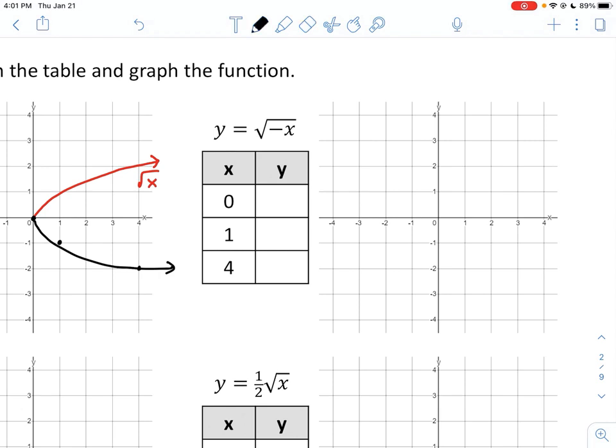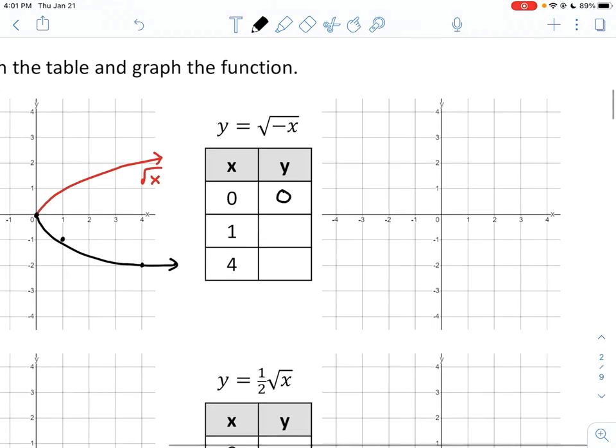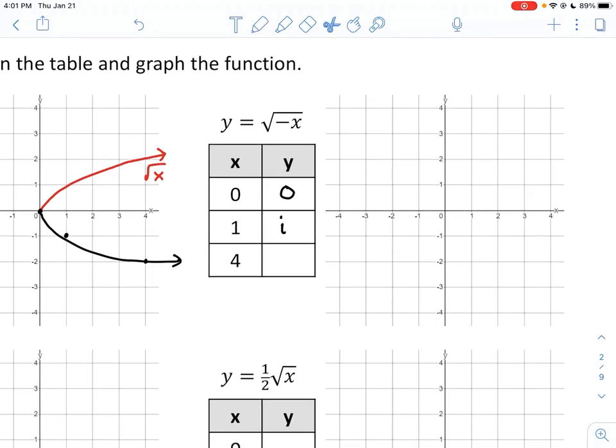However, x is a variable. If I try to plug in x equals 0, I have no problem with this because negative 0 is 0 and square root of 0 is 0. But if I try to plug in 1, I get square root of negative 1, which is i. And as far as graphing is concerned, we're not going with the imaginary numbers. So you might say, well, then I can't plug in anything for x.